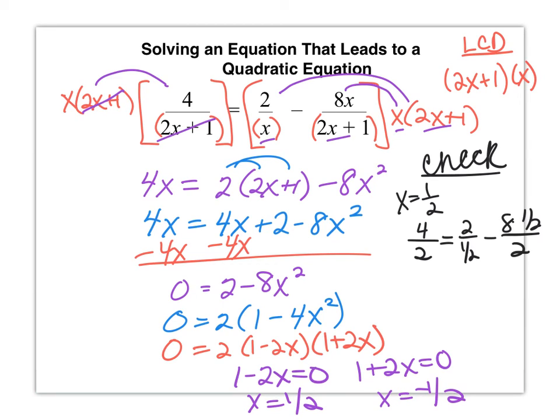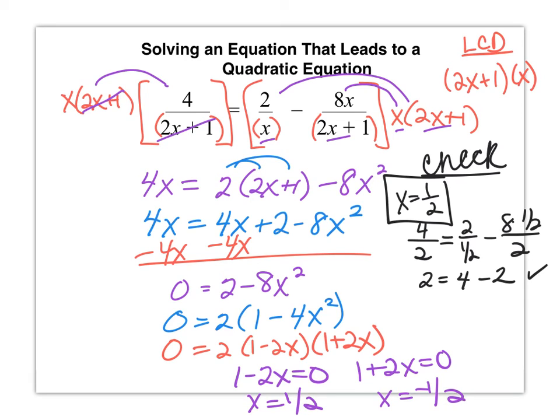So let's simplify this. 4 divided by 2 is 2. 2 divided by 1/2 is 4. 8 times 1/2 is 4, divided by 2 is 2. So 2 does equal 4 minus 2. So we know that x equals 1/2 is a solution to this rational equation.